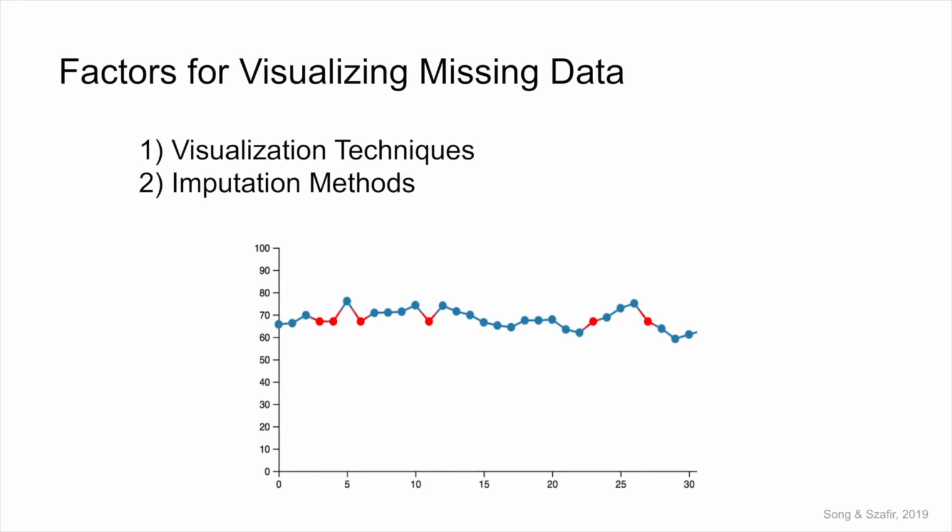We typically deal with these values by estimating a number to replace each missing value and indicating that value explicitly in our viz. So we looked at how existing systems do this, and we found two primary factors. The first is how we choose to represent our value. So these are viz techniques. And the second is how we choose to estimate that value. So that's going to be our imputation method.